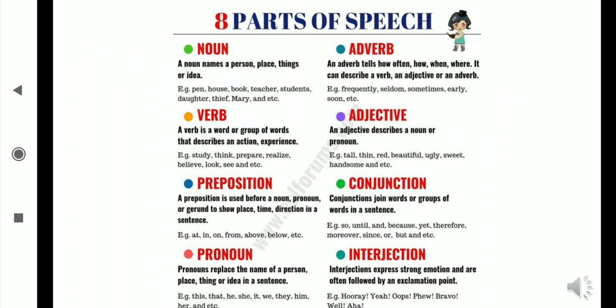Very good. Now we will move to the preposition. What is the preposition? A preposition is used before a noun, pronoun, or gerund to show place, time, direction in a sentence. For example, at, in, on, from, above, below, etc.